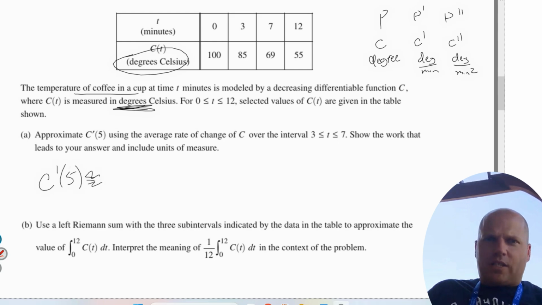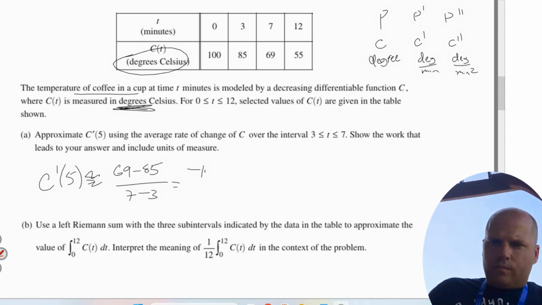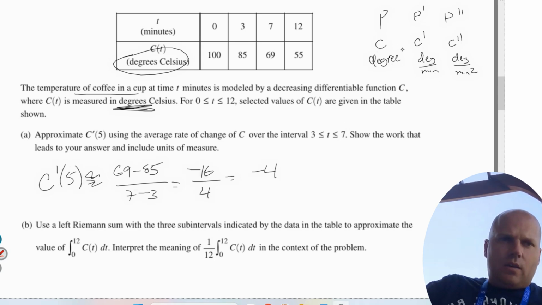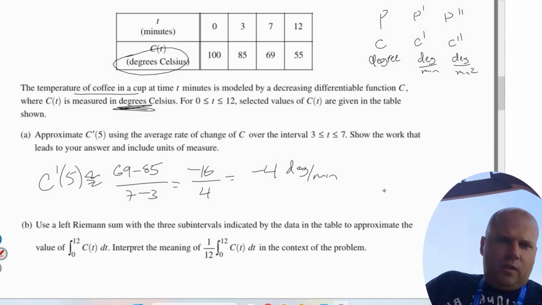So, c prime of 5 is approximately 69 minus 85 over 7 minus 3, which is negative 16 over 4, which is negative 4. What's the units? Degrees per minute. Okay. That means the temperature in the cup is decreasing. Make sure you understand that if C prime is negative, C is decreasing. Look, C values are decreasing, so that must mean the derivative is negative.